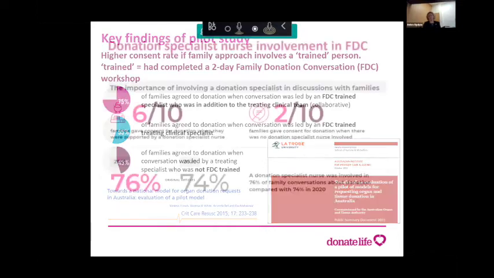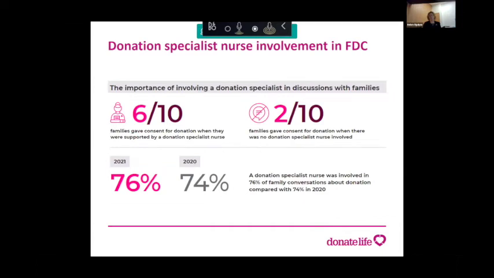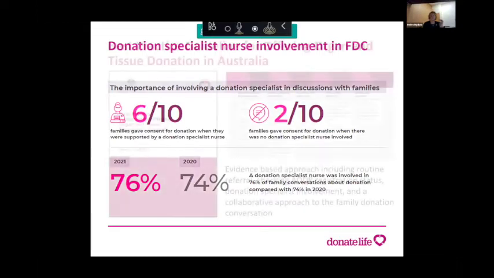And this practice has now evolved to require the presence of someone who has done more than a 2-day workshop. We require really now donation specialist nurses to be involved along with the treating clinician in every family donation communication, and this continues to be associated with much higher consent rates.